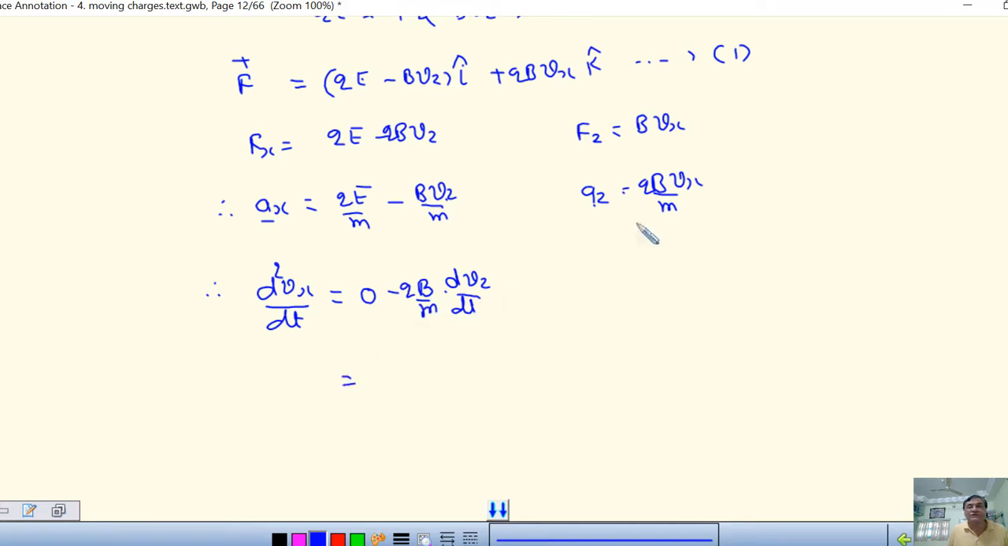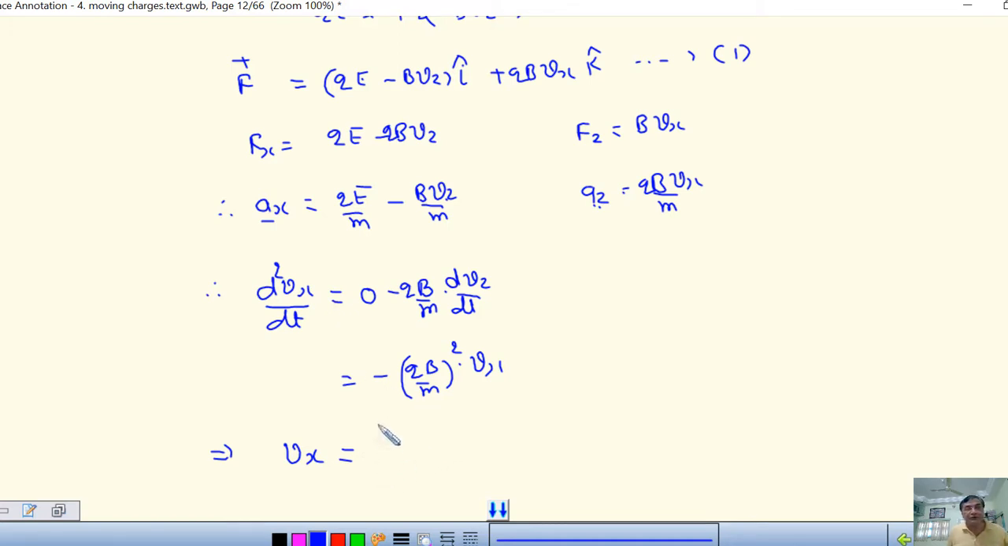We put this value, dvz by dt, so I will substitute this. So you get qb upon m square into vx. This is nothing but a second order differential equation, you can see it. So it is a second order differential equation.